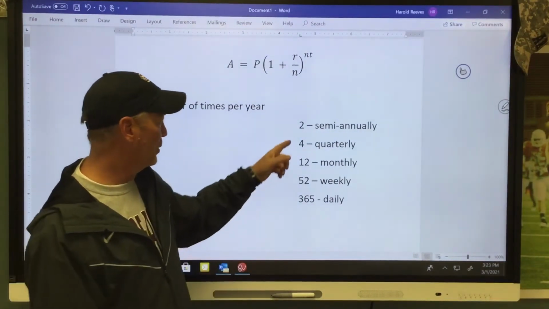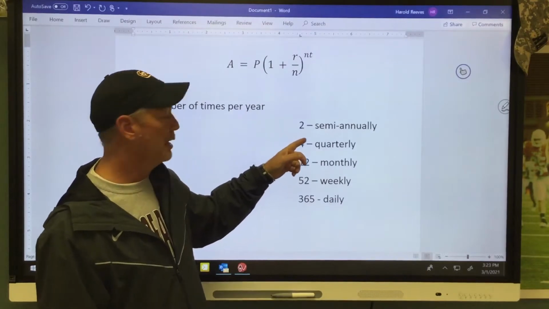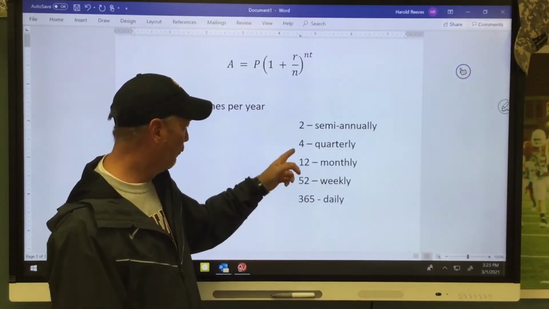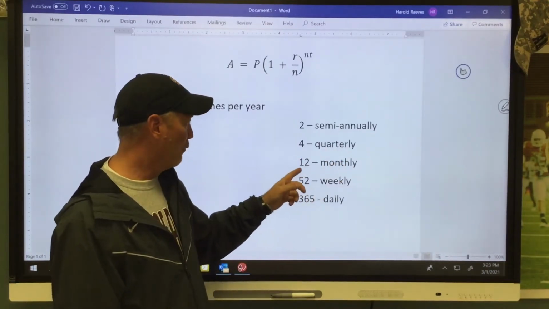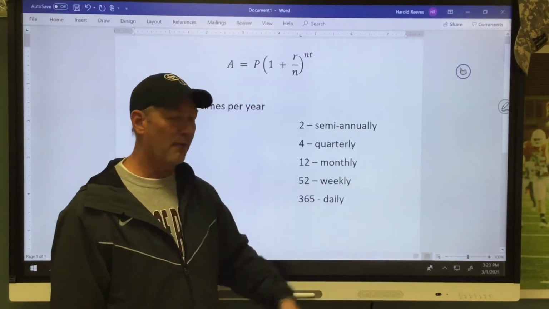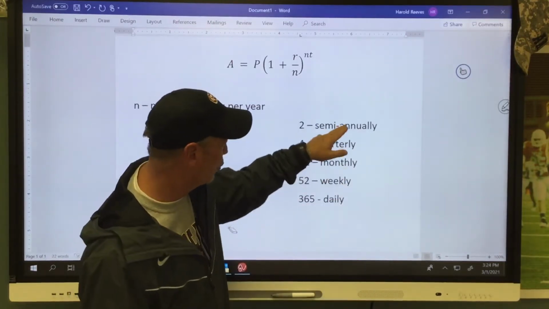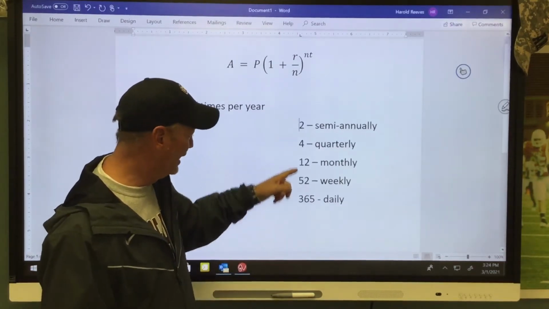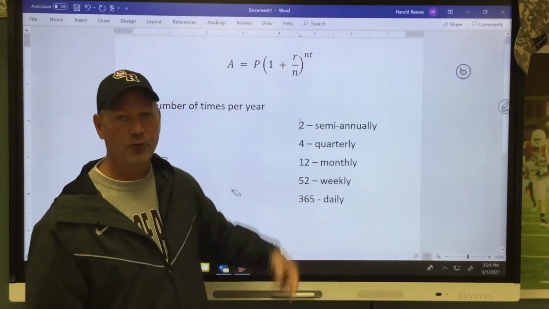So if you see something that happens 2 times a year, you may see this written as semi-annually in your problem. Or 4 would be quarterly, 12 would be monthly, 52 would be weekly, and 365 would be daily. If you see these words in your problem, then you're going to know to use these numbers for your N value.